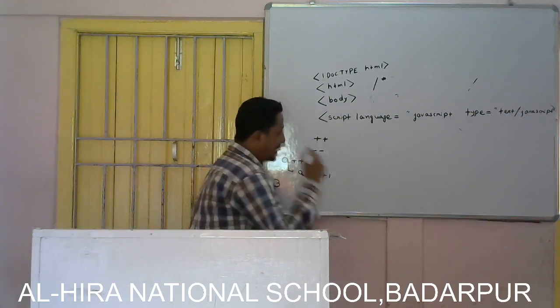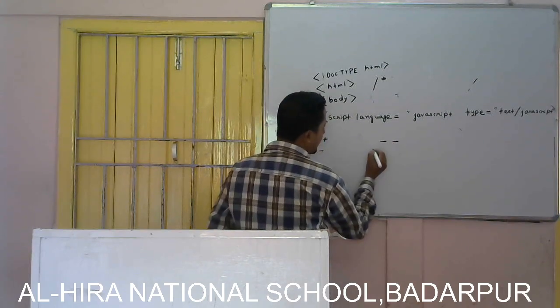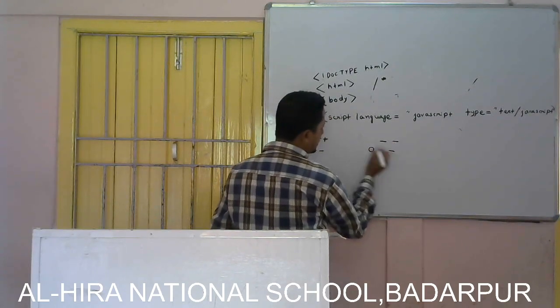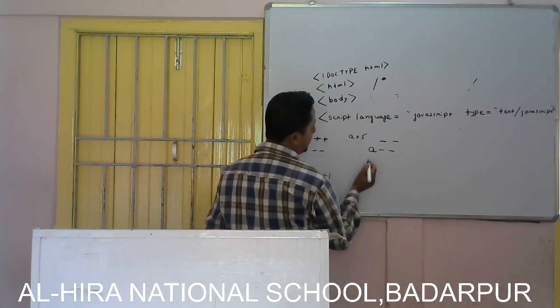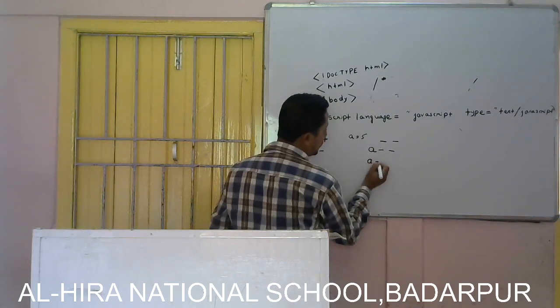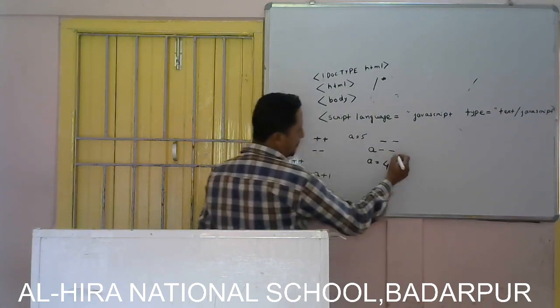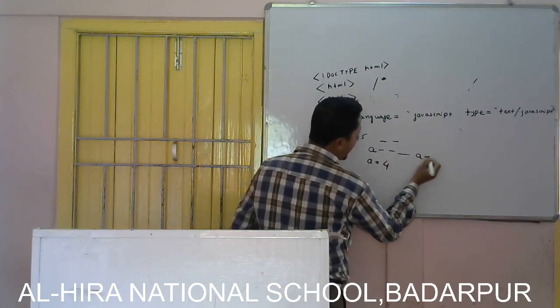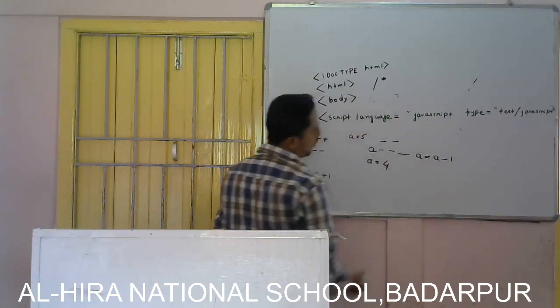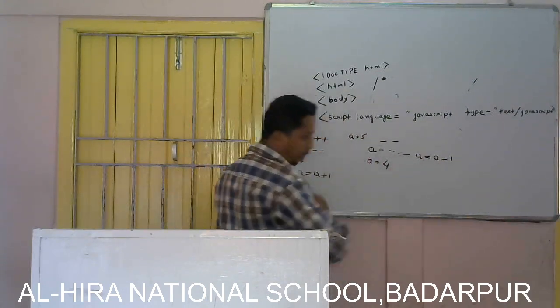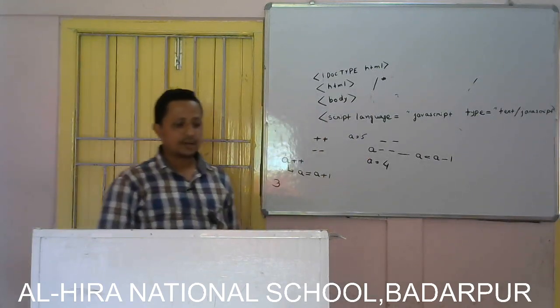And likewise, the decrement means decrease. Suppose a minus minus. Suppose a is equal to 5. So what is the value of a minus minus? A minus minus will be 4. The meaning of a minus minus is a is equal to a minus 1. So it is 5 minus 1, 4. So these are increment and decrement operators.